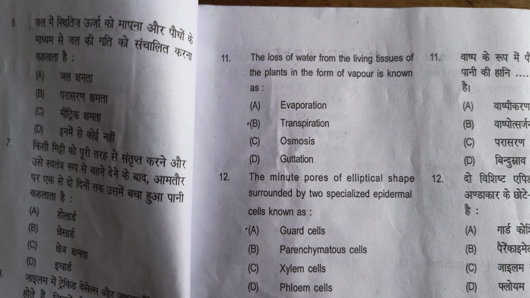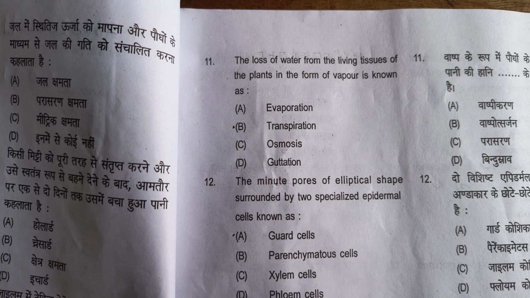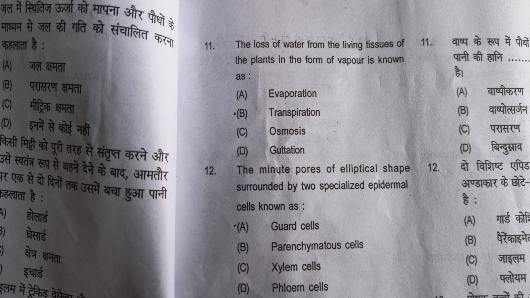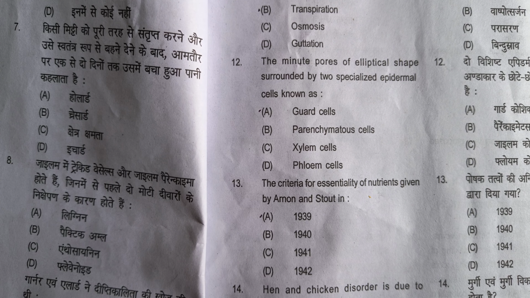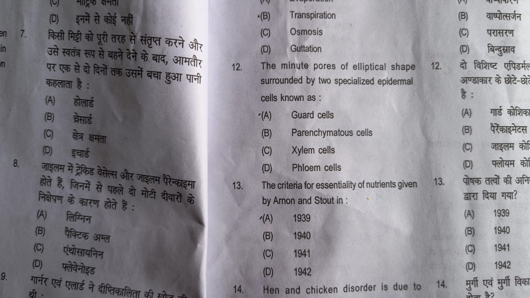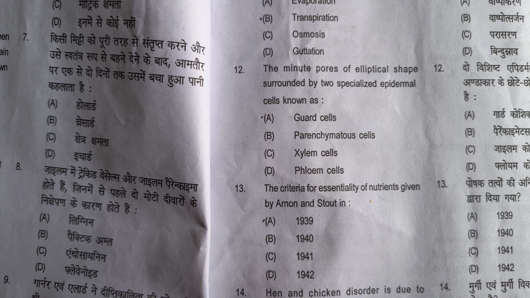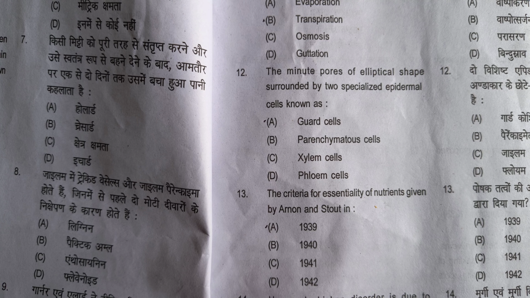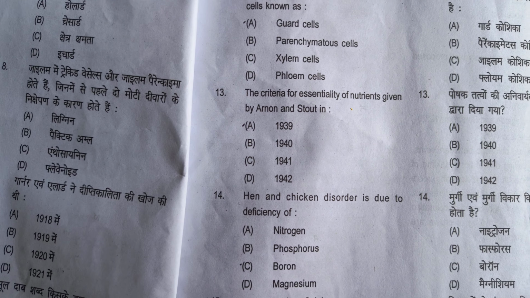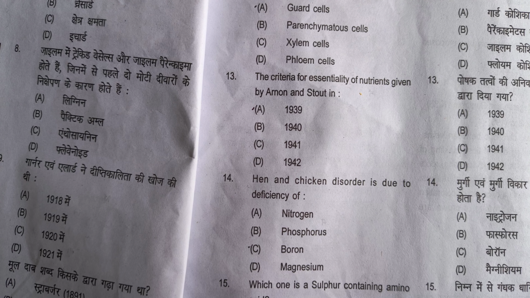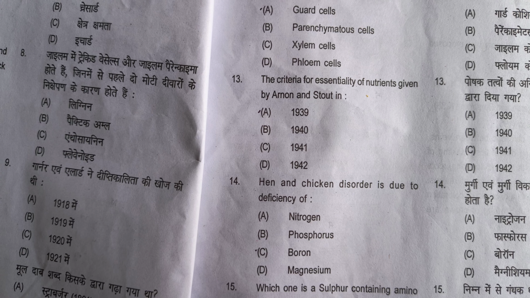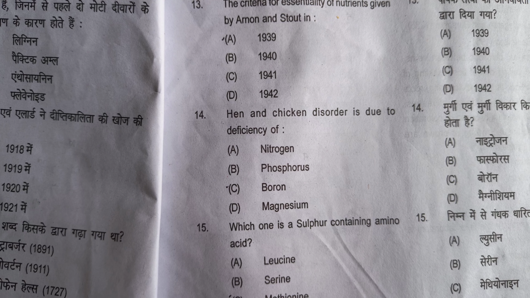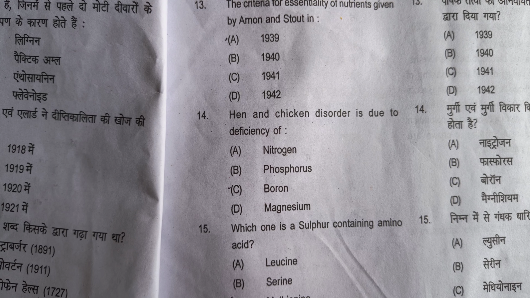Next question: the loss of water from the living tissue of the plant in the form of vapor is known as transpiration. Option B is correct. Next, the minute pores of elliptical shape surrounded by two specialized epidermal cells are known as guard cells. Next, the criteria of essentiality of nutrients were given by Arnon and Stout in the year 1939. Next, heart and crinkle disorder is due to deficiency of. The right answer is option C, boron.